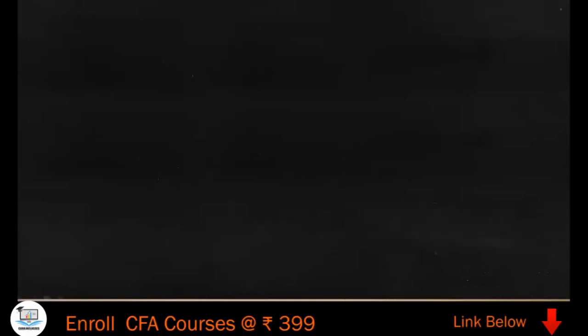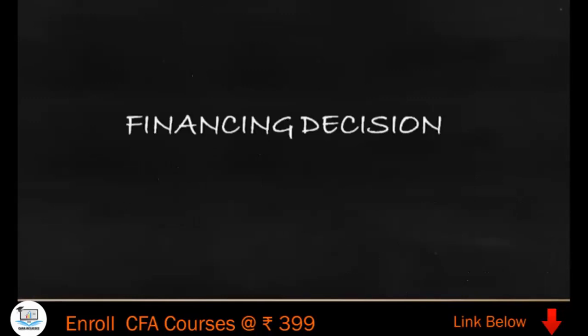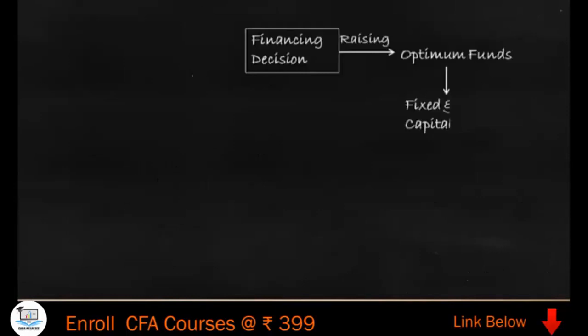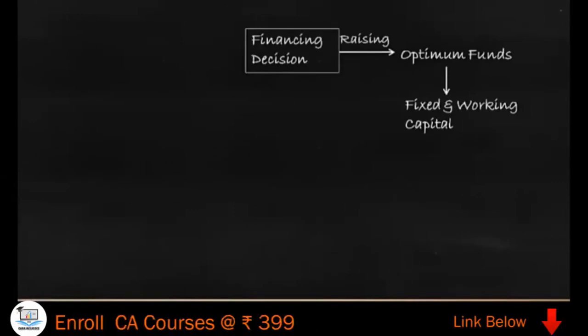The next one is financing decision. So what is financing decision? Financing decision is basically raising the optimum funds for the business, which can be either fixed, or working capital, or in combination. Why is raising the optimum funds considered one of the important decisions? Because the funds which have not come in at the right time would jeopardize the entire business operations. So raising the funds is very important, and it should be in an optimum combination. That is, it can be a fixed and working capital combination.